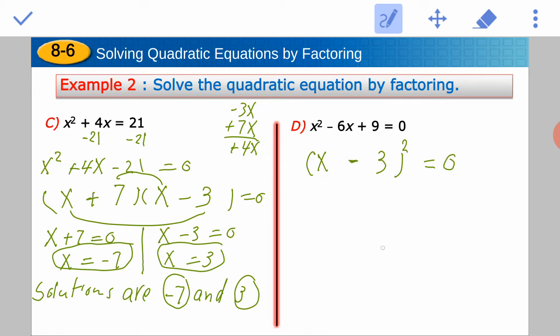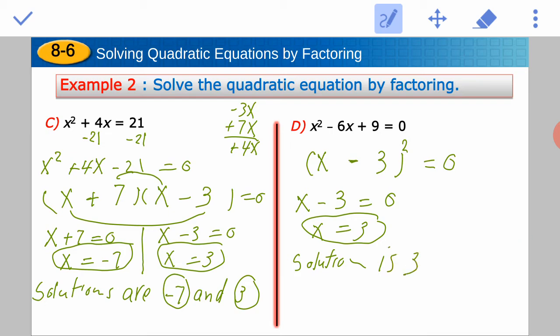So no need to split your page into two parts because it's the same factor multiplied by itself. You can take it one time. x minus 3 is equal to 0. If you solve this, it gives us x equals 3. So there is only one solution of this equation. The solution is 3.